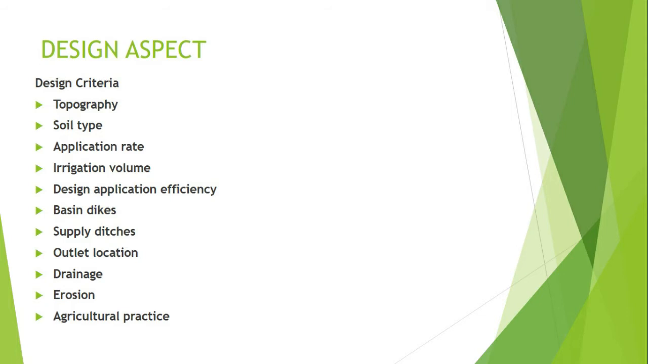Basin dikes. Top width of the basin dike shall be greater than or equal to the height of the dike. Supply ditches. Supply ditches shall convey the design inflow rate of each basin or multiples of the design flow rate where more than one basin is irrigated simultaneously. Outlet location. One outlet shall be installed for basin widths up to 60 meter and flow rates of up to 0. per cubic meter per second.